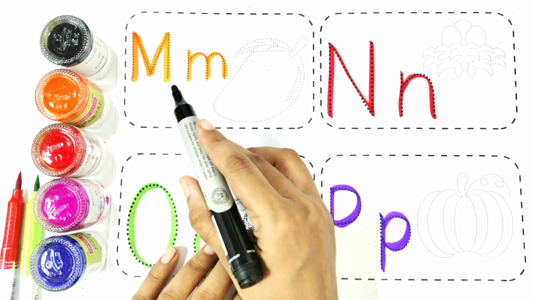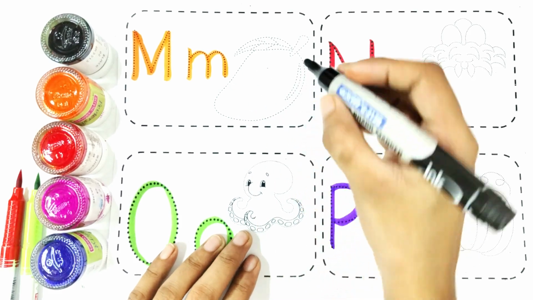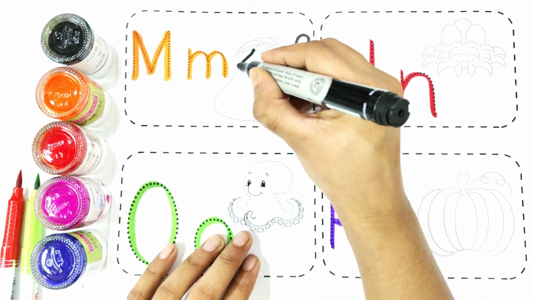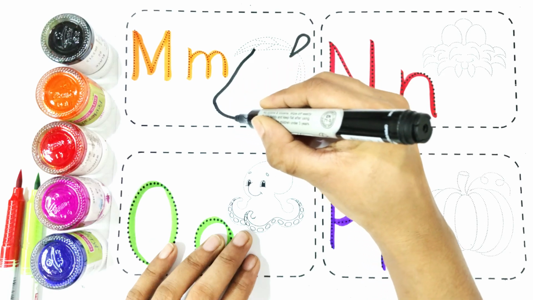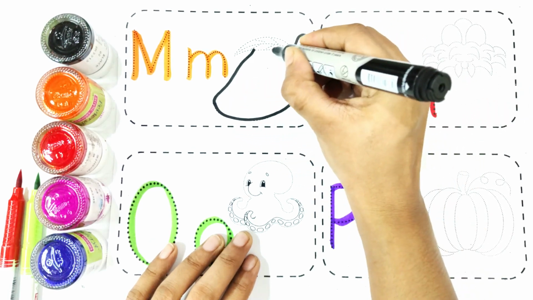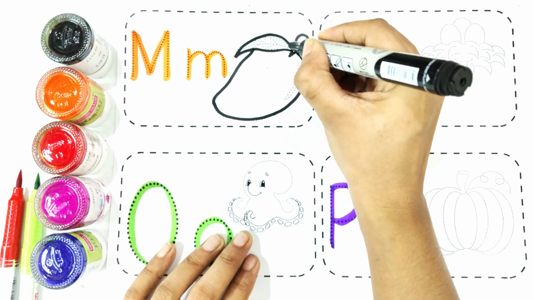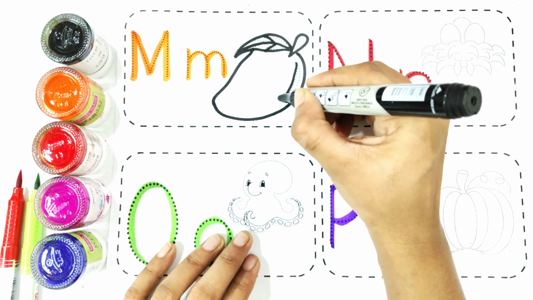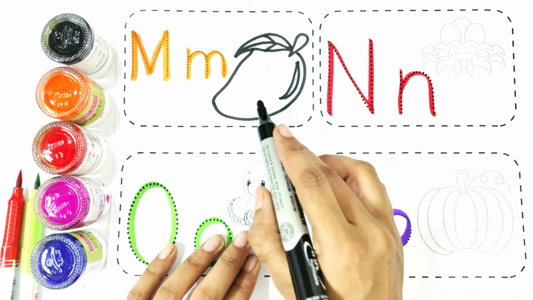Say with me, M is for mango. Draw with me a mango. Again, say with me, M is for mango.